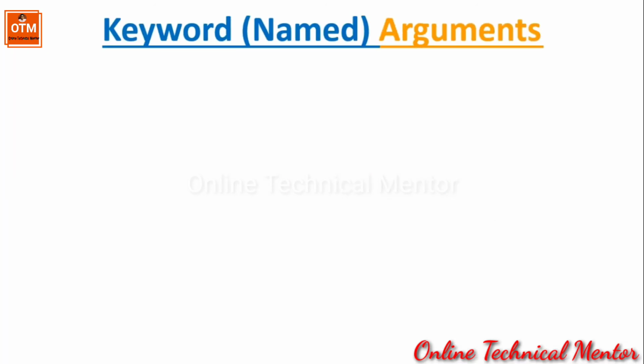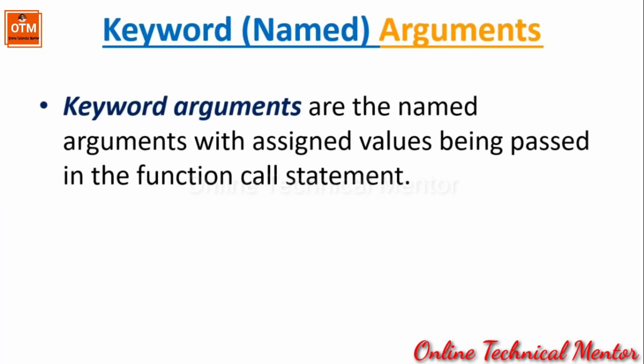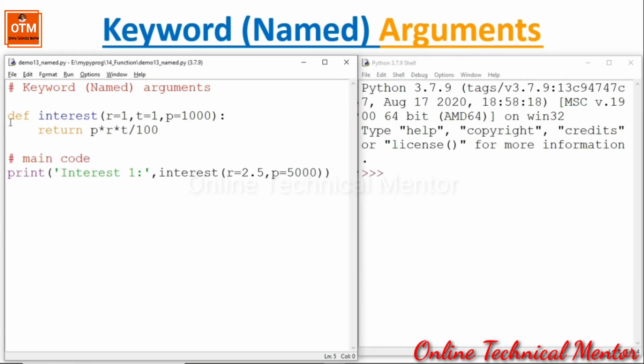Next, keyword named arguments. Keyword arguments are the named arguments with assigned values being passed in the function call statement. Let me describe it by taking the previous example. Look at the example at the left hand side. Here I have written def interest. The default values are set for R, T and P, that is for rate, time and principal.